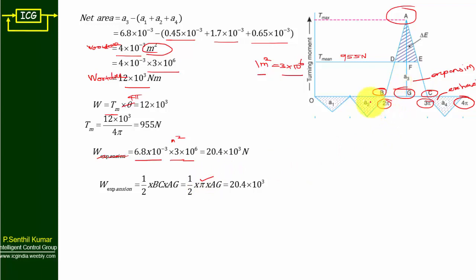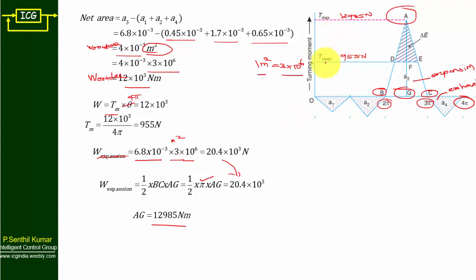AG we need to find out. AG is nothing but T max equal to the same value. Now rearrange the term. You will get AG equal to 12,985. So this is the AG value, 12,985 Newton. Now I got the T mean as well as the T max value.